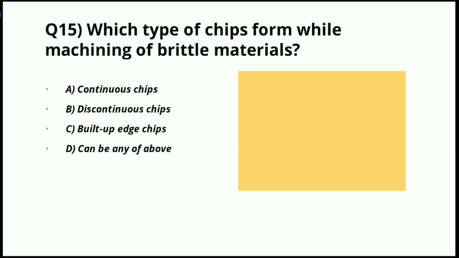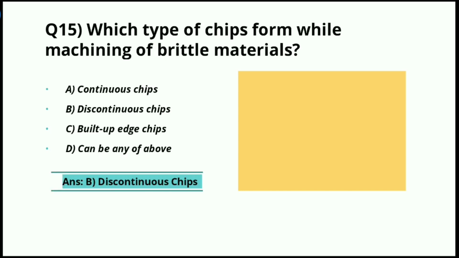Which type of chips form while machining brittle materials? The options are continuous chips, discontinuous chips, built-up chips, or can be any of the above. The right answer for this question is part B, discontinuous chips.